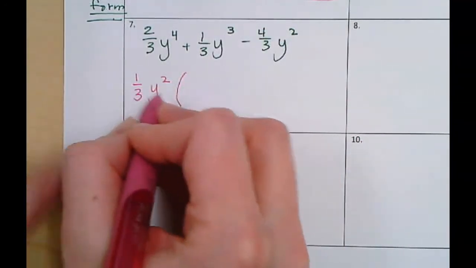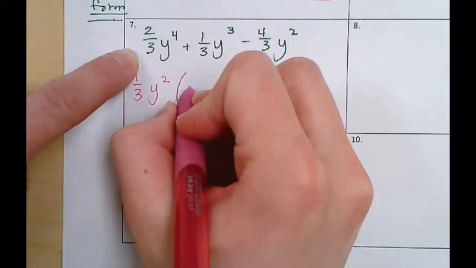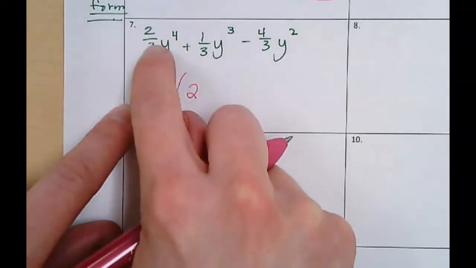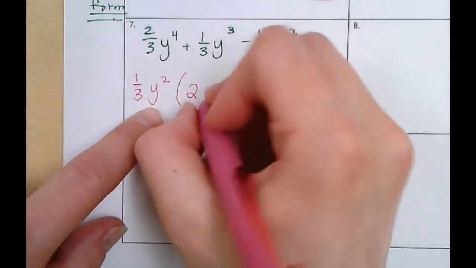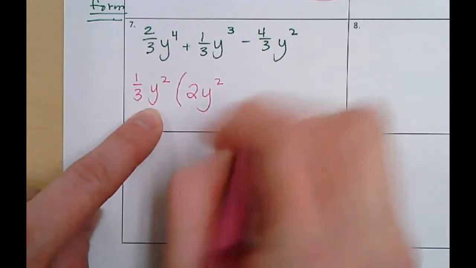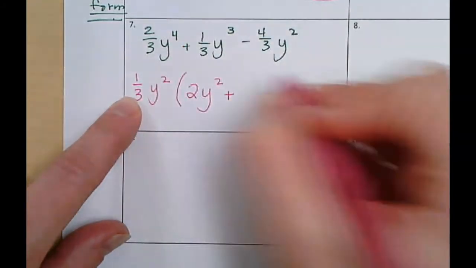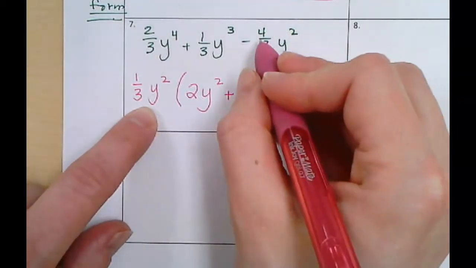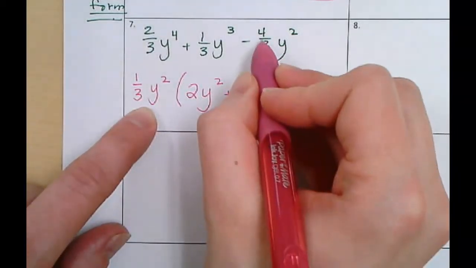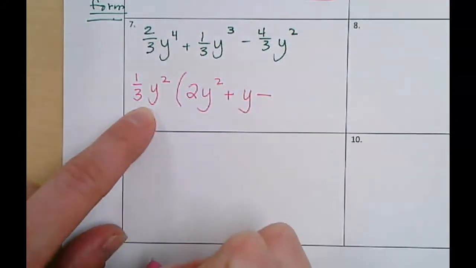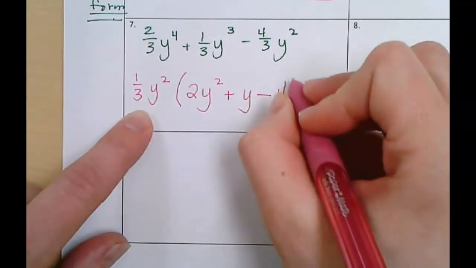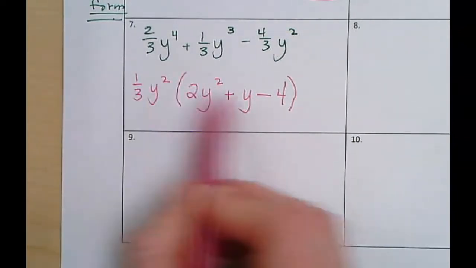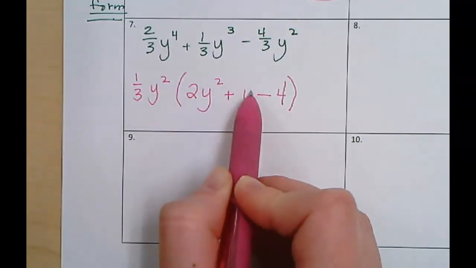Undistributing a 1/3: if I take a 1/3 out of 2/3, I'm left with 2. And you can check that by remultiplying. 1/3 times 2 would be 2/3. The first term had y to the 4th, so I have y squared left, plus, if I take out the 1/3, I'm just left with a 1, or a 1y. And this last one, negative 4/3 y squared, I'm going to factor out that 1/3, but it is still a negative sign, leaving a negative 4, and I took out my y squared. So that's it. And you can double check 1/3 times 2, 1/3 times 1, and 1/3 times 4, and then check the y values.